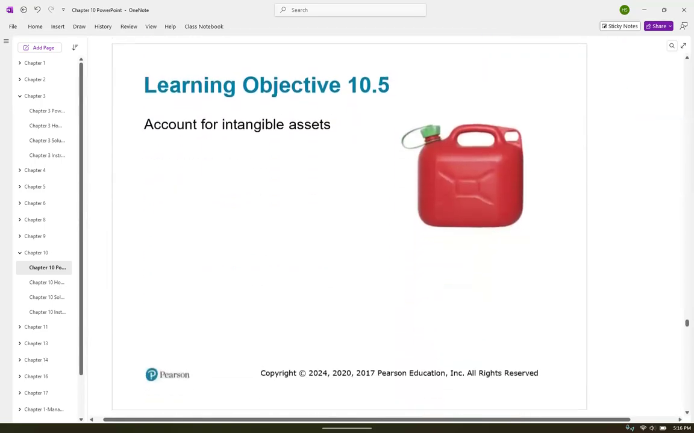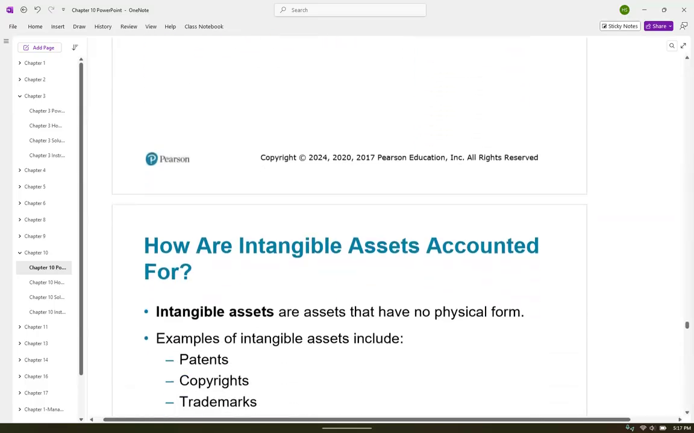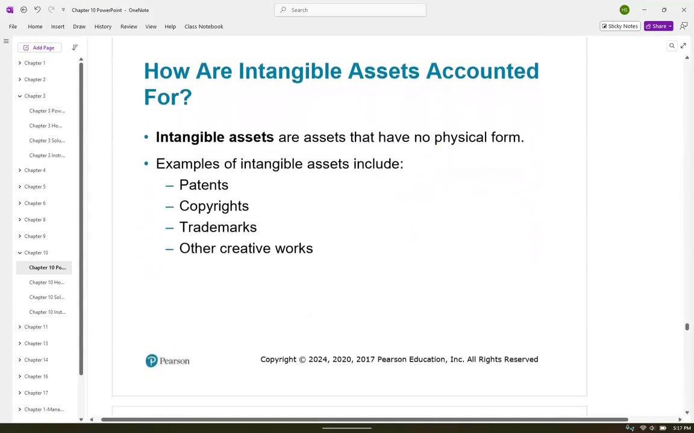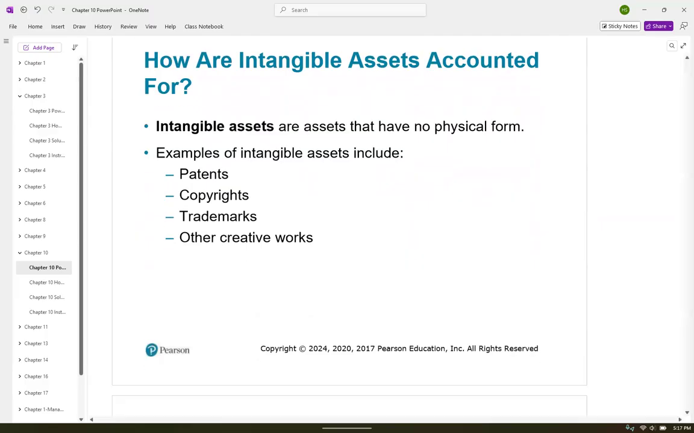All right. So now we're going to talk about intangibles. What are intangibles? Well, they're exactly what they say. They're not things that we can touch. It's not a building, equipment, land, anything that's tangible. I always try to think of it like you have the right to do something with an intangible. So, what are some examples? We have patents, copyrights, trademarks, and even other creative works.